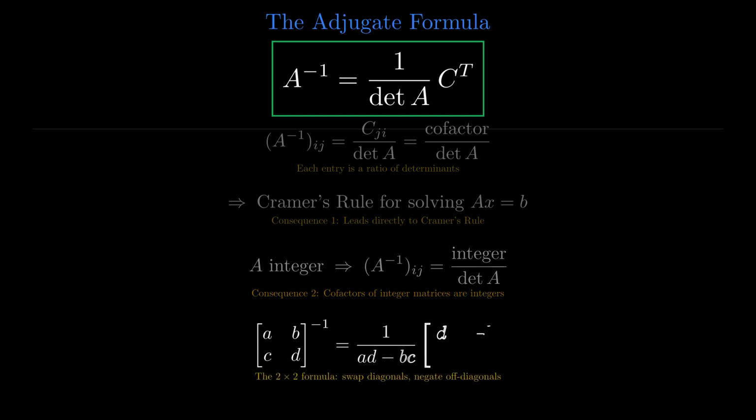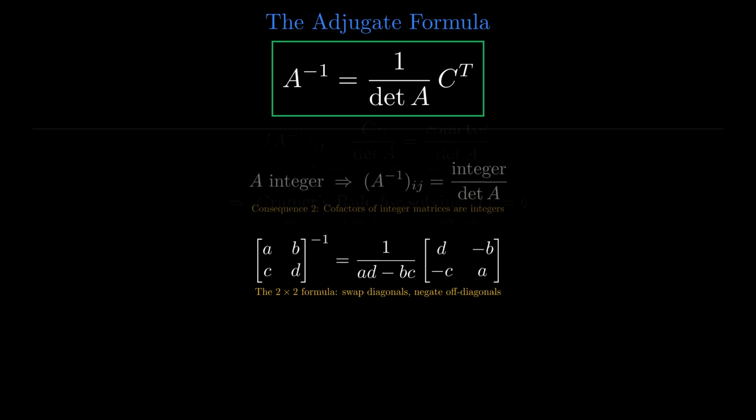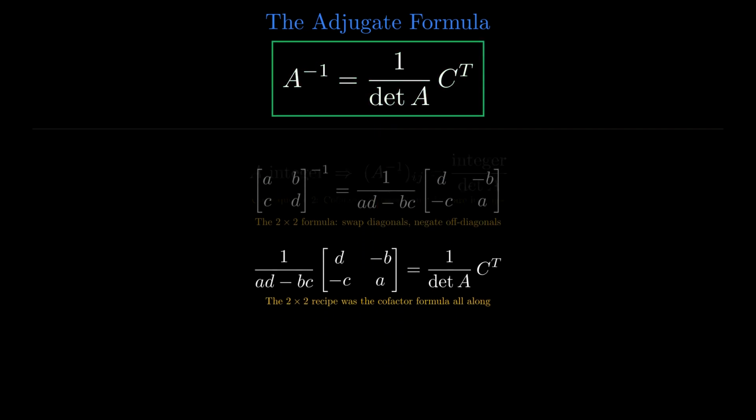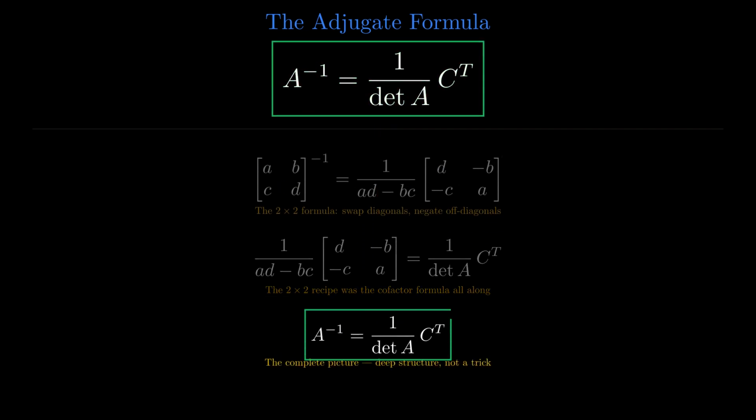Now, come back to the 2 by 2 formula we started with: the inverse of the matrix with entries A, B, C, D equals 1 over AD minus BC times the matrix with entries D, negative B, negative C, A. Swap the diagonals, negate the off-diagonals, divide by the determinant. That simple recipe was never just a trick to memorize, it was the cofactor formula all along, a shadow of something much deeper. The general formula A inverse equals 1 over det A times C transpose is the complete picture.